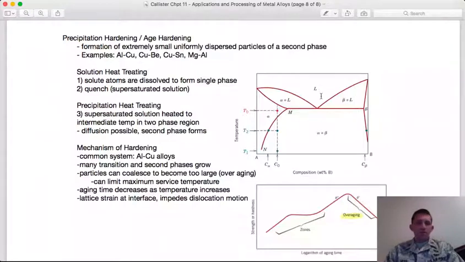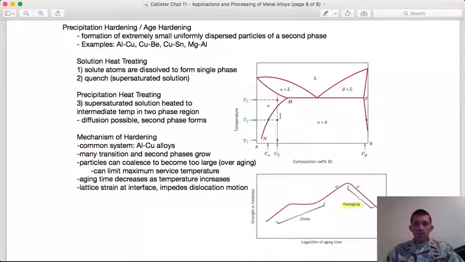And it requires a phase diagram that has a couple of features, right? One is that you have a phase that is relatively low composition, and you need the solubility to be increasing with temperature. And to do a solution heat treat, what you do is you find a composition that can form a solid solution, right? So I need to have a temperature that I can get to get it all in solution, to form a single phase.